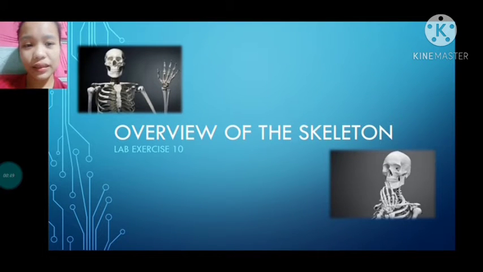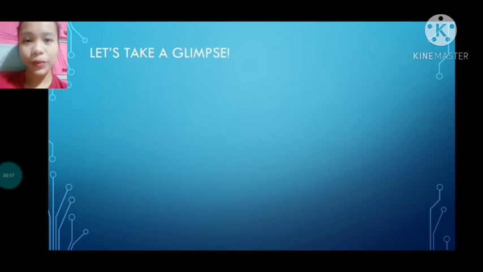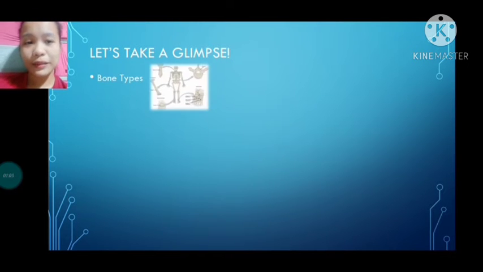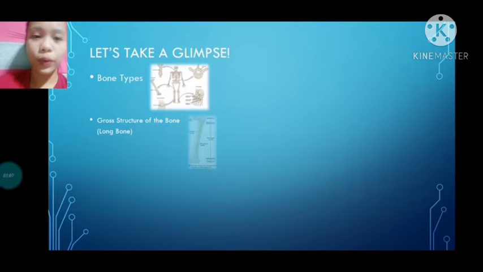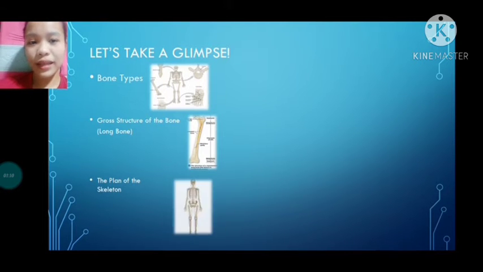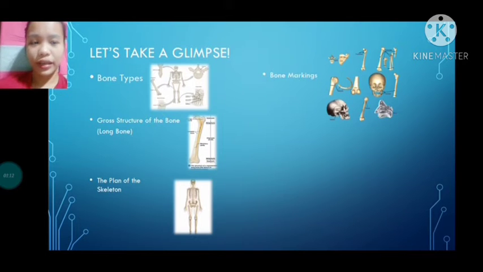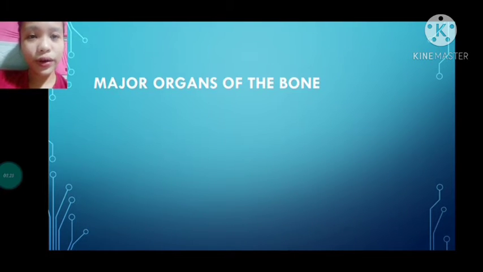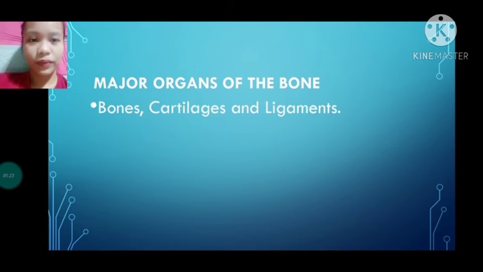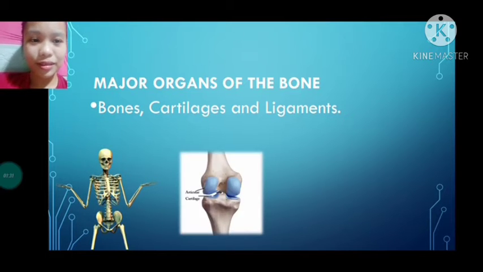And just like what I've said, we will be discussing lab exercise number 10, the overview of the skeleton. So before we proceed, let's take a glimpse at the topics to be discussed by my groupmates. We have here the bone types, the gross structure of the bone, the plan of the skeleton, and bone markings. We have here the major organs of the skeletal system: bones, cartilages, and ligaments. And below are the examples.